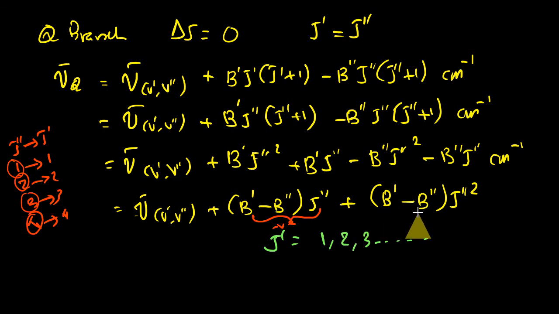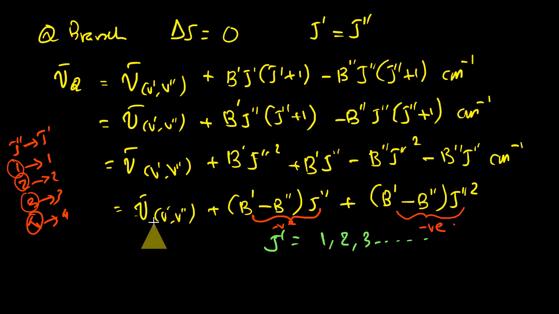B prime minus B double prime is a negative quantity, and that negative quantity is multiplied by a positive quantity. So this is a negative quantity. It means that these quantities are subtracted from the band origin frequency. So the appearing frequencies will be less than the frequency of the band origin, or the appearing wave numbers will be less than the wave number of the band origin.